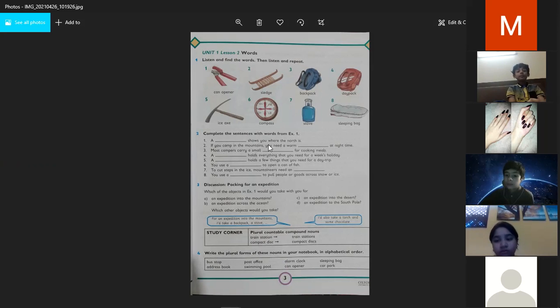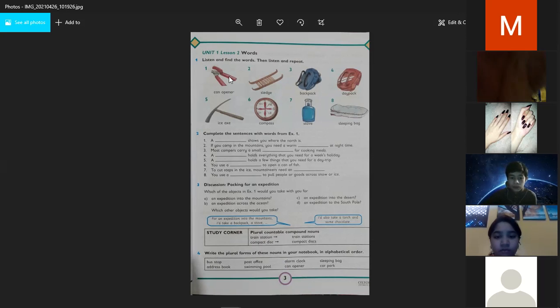Okay, now look at this. We have just 15 minutes left. Look at this exercise, listen and find the words, then listen and repeat. These are words given here in these pictures. Number 1 is can opener, number 2 is sledge, number 3 is backpack, number 4 is day pack, number 5 is ice axe, number 6 compass, number 7 is stove, number 8 sleeping bag. Now you have to fill in these blanks by using these words, okay?